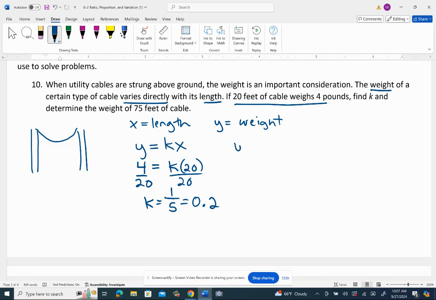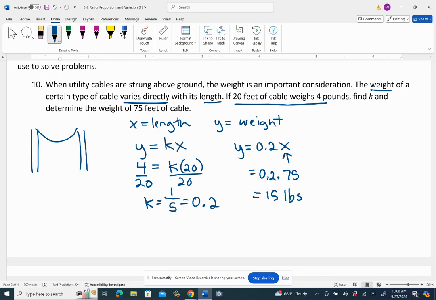Now I can write my variation equation by putting that 0.2 in place of k. Then I could use this equation for a variety of scenarios. What I'm being asked to do here is to find the weight, so find y, if I have 75 feet of cable. I'm just going to put a 75 right there and take 0.2 times 75. I get exactly 15, and that would be 15, oops, I almost wrote feet. It'd be 15 pounds.